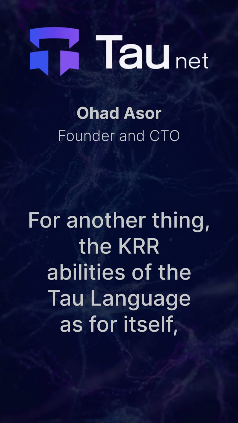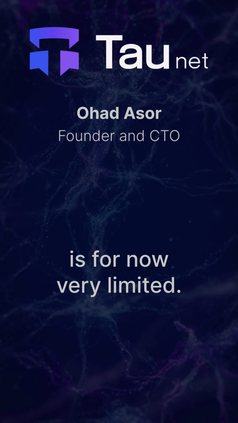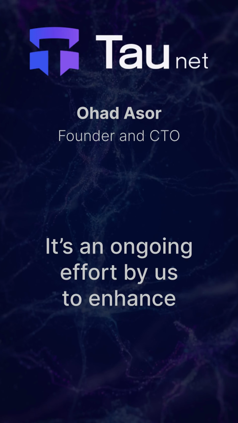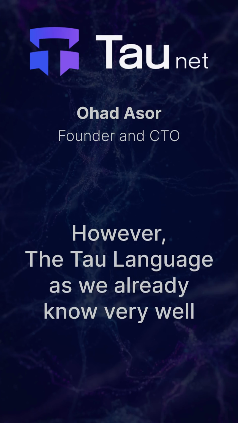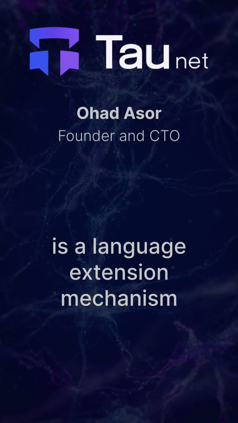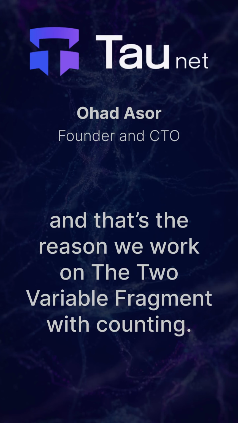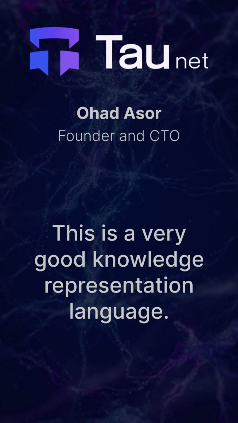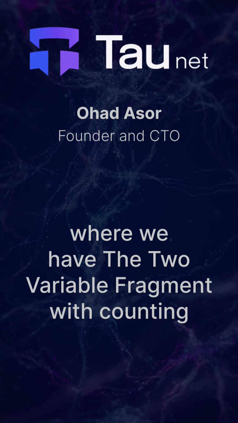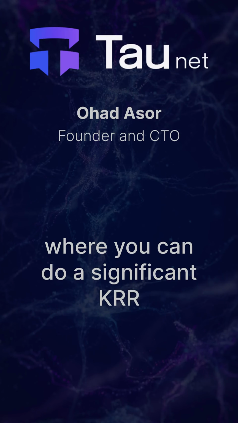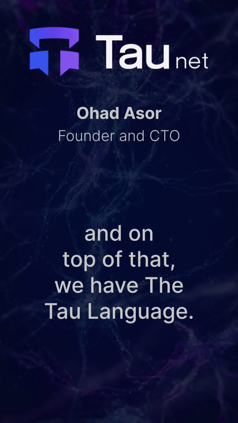For another thing, the KRR abilities of the Tau language by itself are for now very limited. It's an ongoing effort by us to enhance knowledge representation abilities directly in the Tau language. However, the Tau language, as we already know very well, is a language extension mechanism, and that's the reason we work on the two-variable fragment with counting. This is a very good knowledge representation language, so it can be seen like a two-layer design where we have the two-variable fragment with counting, where you can do significant KRR, and on top of that we have the Tau language.